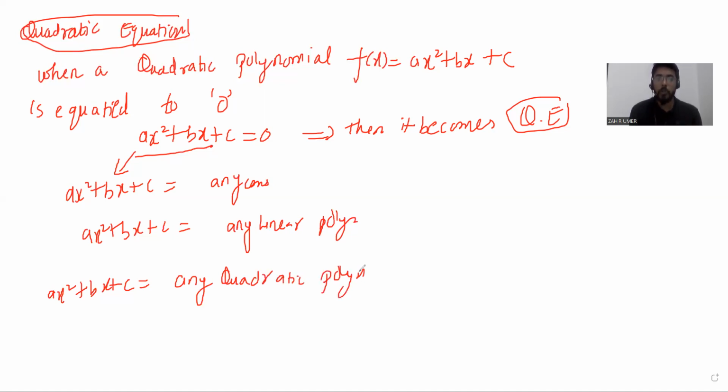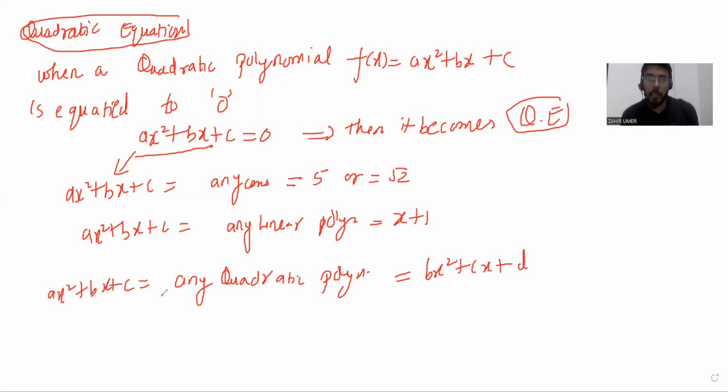But we have to show that ax square plus bx plus c, if we equate it to any constant, suppose 5, it becomes a quadratic equation. Or if we equate it to root 2, it becomes a quadratic equation, no issue. But if we equate it to any linear polynomial, suppose x plus 1, it also becomes a quadratic equation. But in the case of a quadratic polynomial, if we equate it to any quadratic polynomial, suppose bx square plus cx plus d.